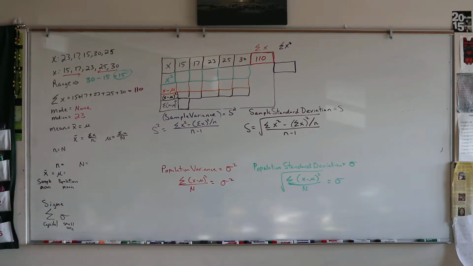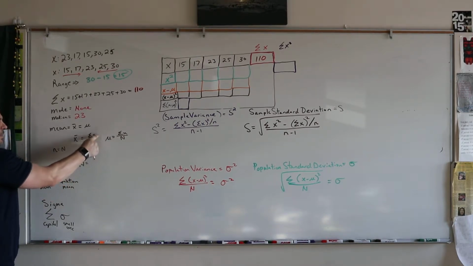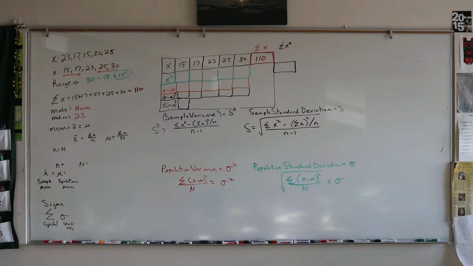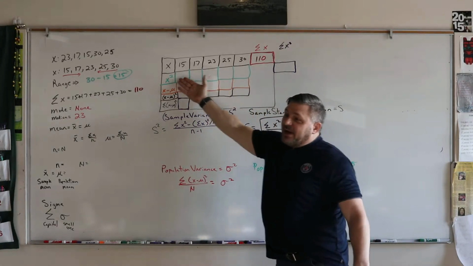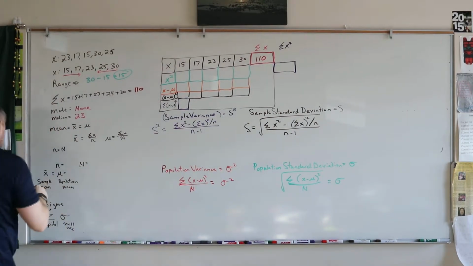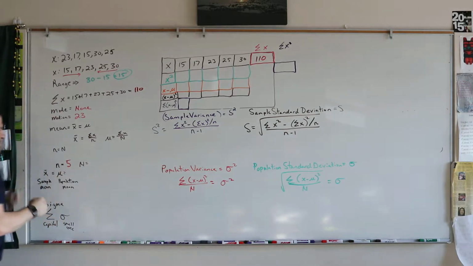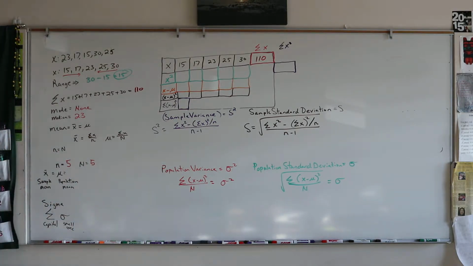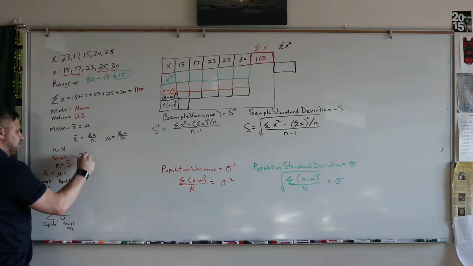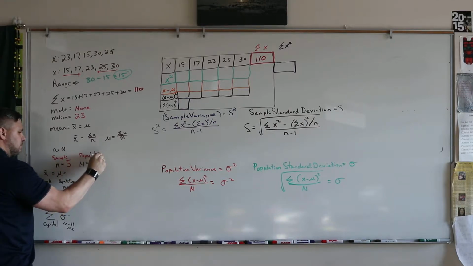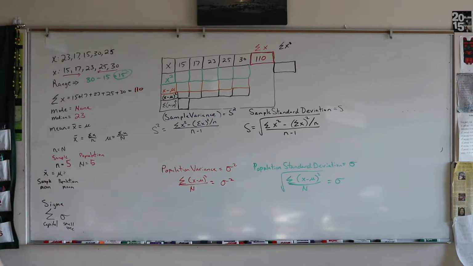And the mean is when we take the sum of the x's and divide by the number of numbers. So we need to know what n is. n is how many numbers we have, how many x's. In this case, we have 5 x's, so n is 5. This one is the sample and this one is the population. The capital N is for population, and the lowercase n is for sample.